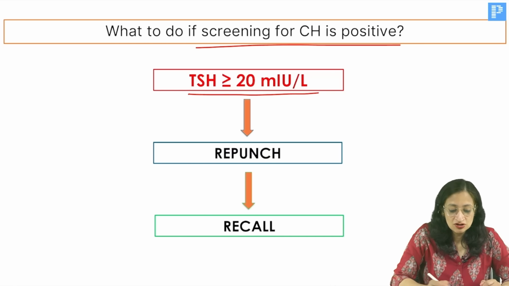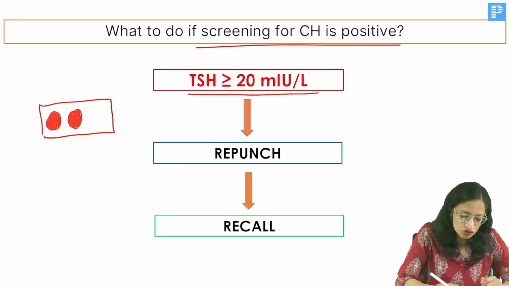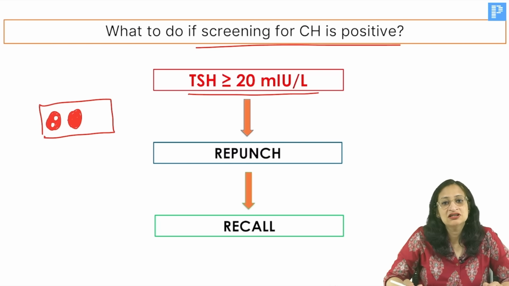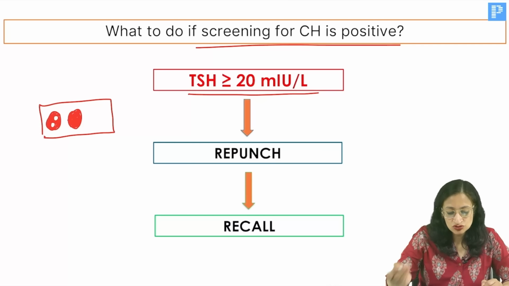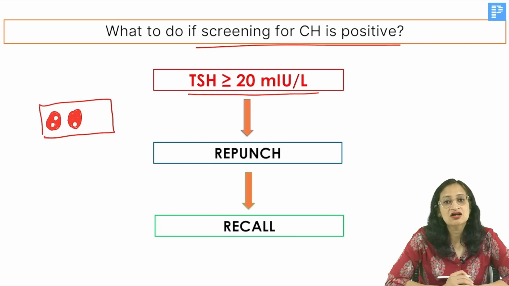What will you do? So, we had taken these dried blood spots on the filter paper like this. Dried blood spots on the filter paper are taken, and you punch a hole from that. You punch a hole from this and you test for TSH. If TSH is more than 20 in one of the spots, you repunch. Take another hole, repunch, and then recall the child.